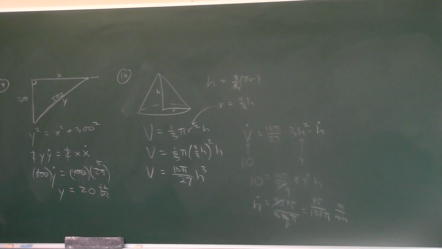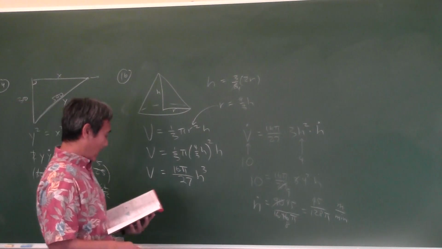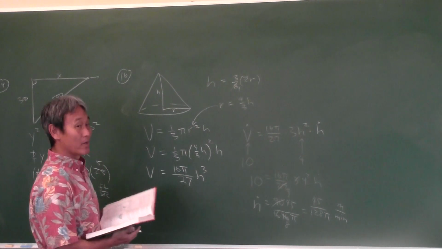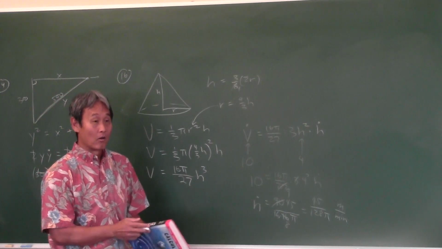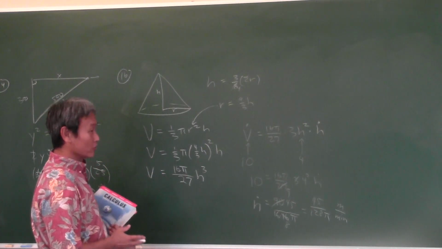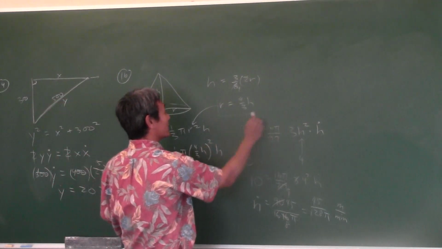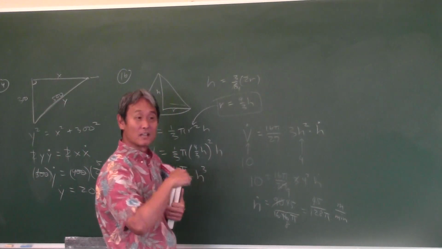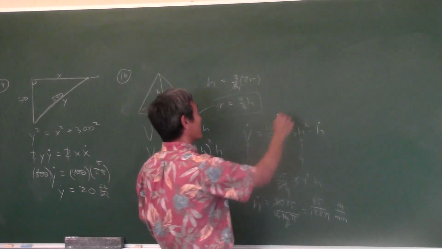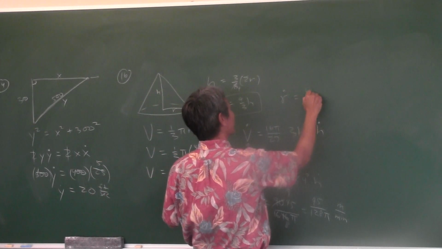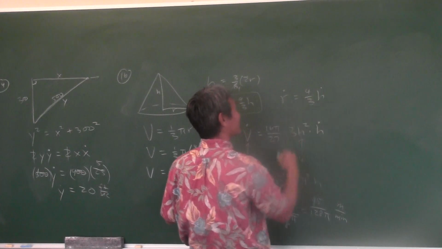Okay, where are we? B. We have to find how fast the radius is changing, so we have to find dr/dt. What equation can I go to figure out what dr/dt is? R equals 4/3 h, right there. So you take this equation and take the derivative with respect to time. So r dot is equal to 4/3 h dot.